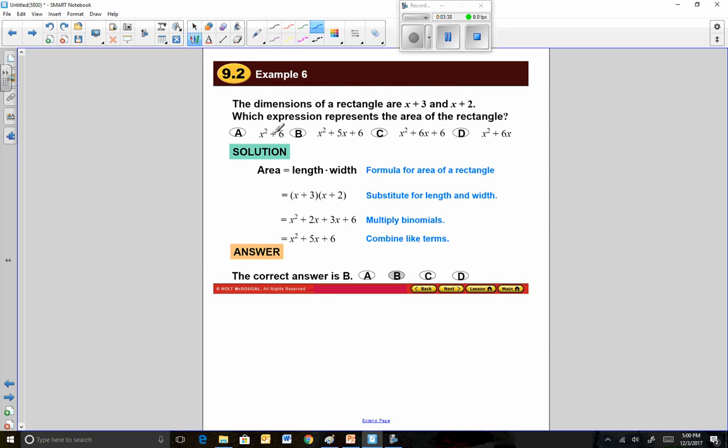You simply take x times this term, you get x squared. X times 2, you get 2x. Work on the second term, 3 times x, 3x, and 3 times 2 is 6. Look for like terms and combine them to be 5x. And here's your final answer. So it would have been B.